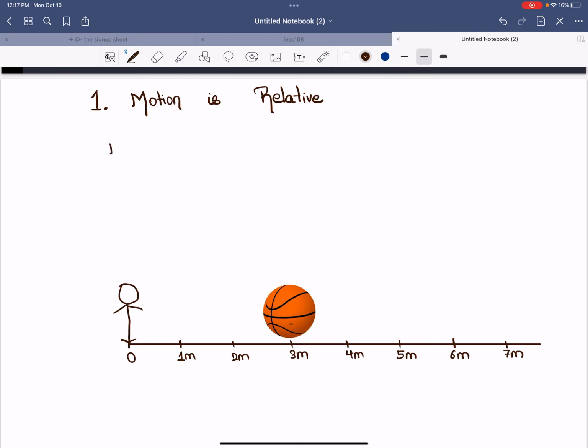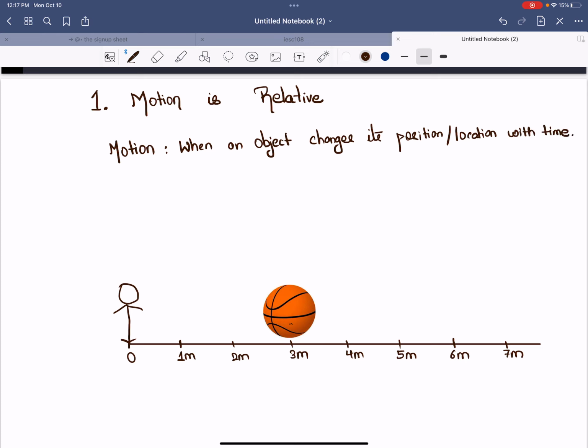So let's just go ahead and write this down. How do we define motion? Well, motion is nothing but when an object, like a basketball in this case, changes its position or location with time. With time means as the time passes, the ball is changing its position.